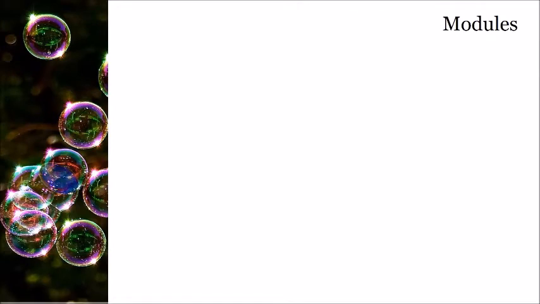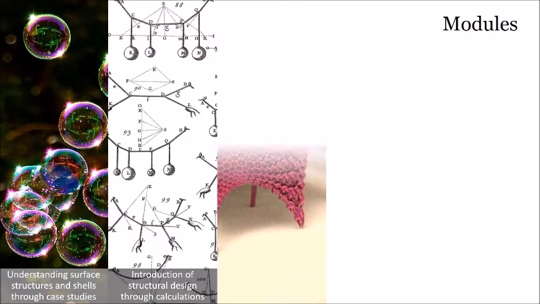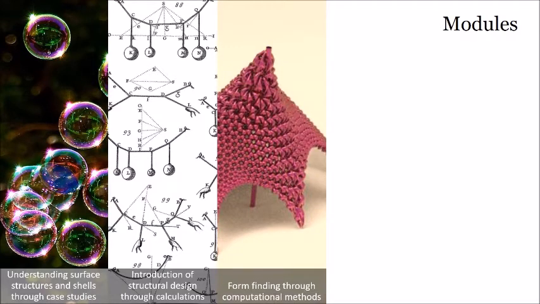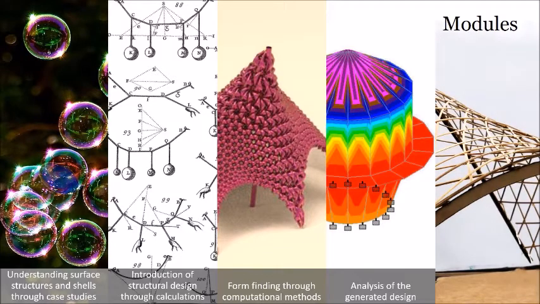The first module is understanding the surface structures and shells through case studies. Module 2 is the introduction of structural design through calculation method. Now, in module 3, you start designing your own project by form finding using computational methods. Module 4 would be an analysis of your generated design, followed by module 5, which is detailing and prototyping of the same. Let me give you further details of each module.